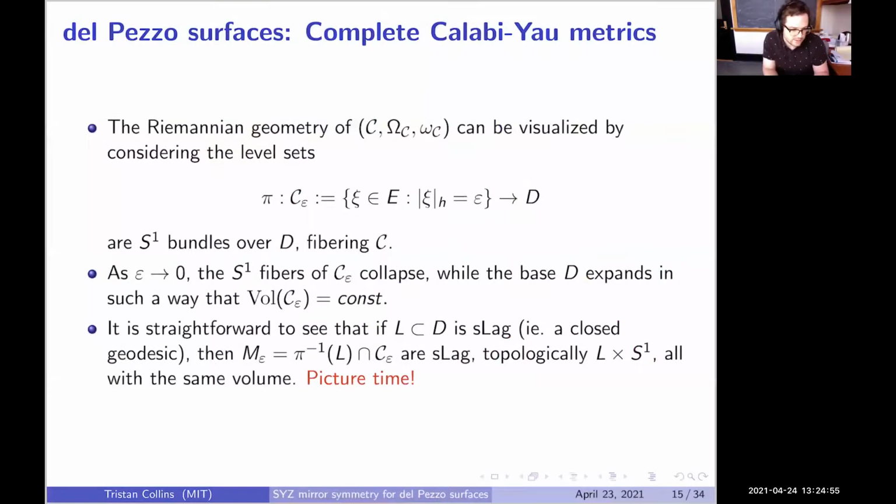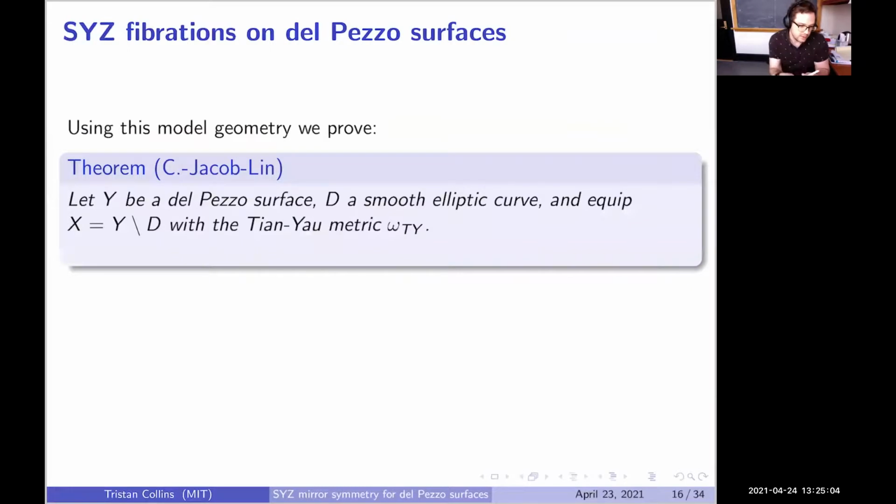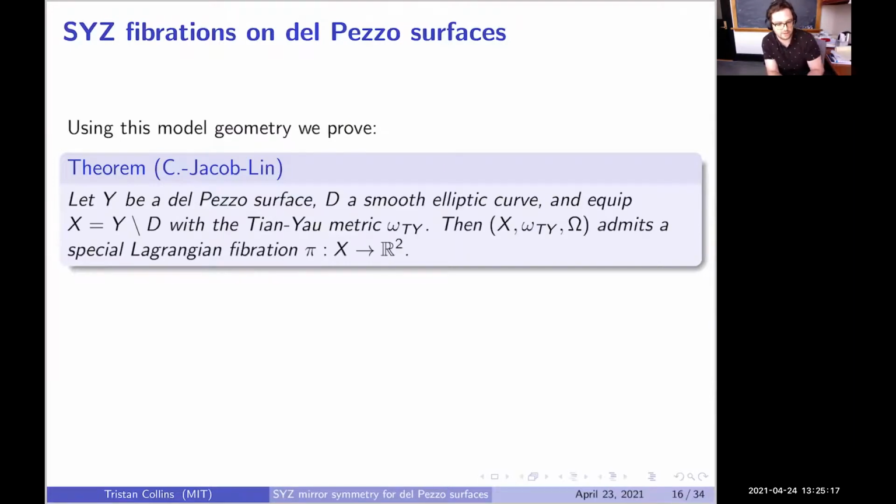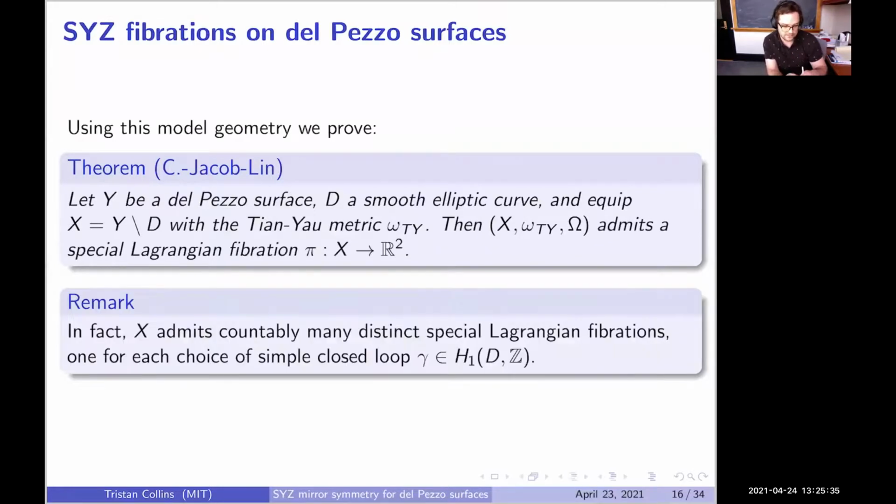Okay, so that's the geometry of these Calabi-Yau metrics on del Pezzo surfaces near infinity. So using this picture, in joint work with Yushin Lin and Adam Jacob, we proved that you could construct a special Lagrangian fibration on the complement of a smooth elliptic curve in a del Pezzo surface. You can construct a special Lagrangian through every point, and the fibration that you get is a fibration onto R2. So in fact, you get countably many distinct special Lagrangian fibrations. These del Pezzo surfaces have a huge number of special Lagrangian fibrations, and the only data that you need is to choose this closed loop in the torus at infinity. Any closed loop you choose will give you a special Lagrangian torus fibration.